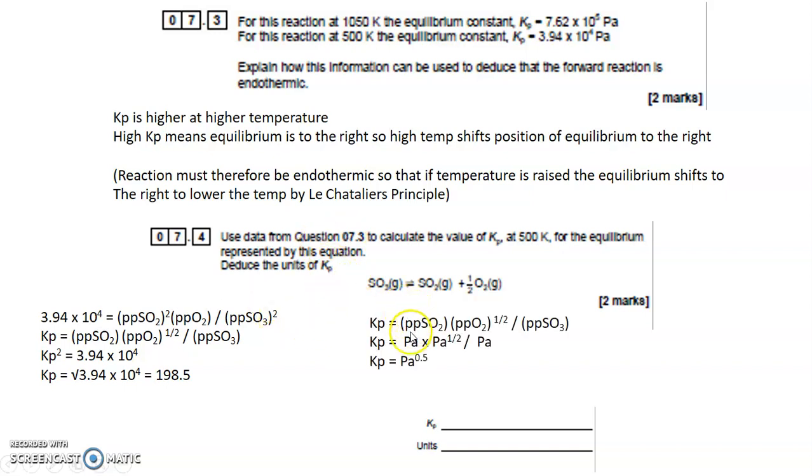Calculate the units of Kp. Well, partial pressure is measured in pascals, so I've got partial pressure here. Partial pressure is just pascals. Partial pressure to the half is pascal to the half, divided by partial pressure, so that's pascal. Pascal top and bottom cancel. Kp is pascal to the half, or pascal to 0.5, whichever you prefer.